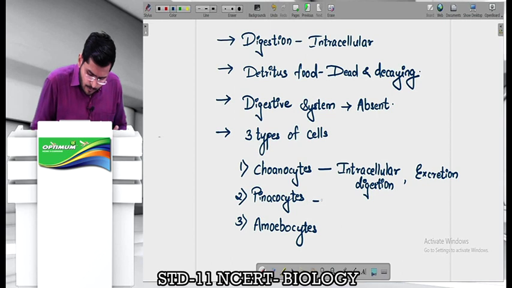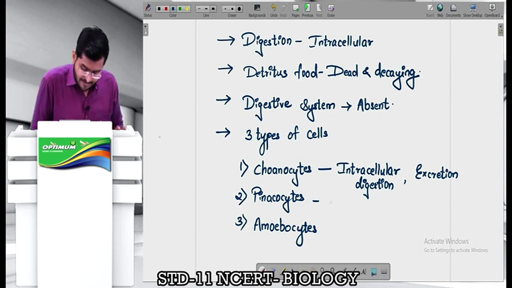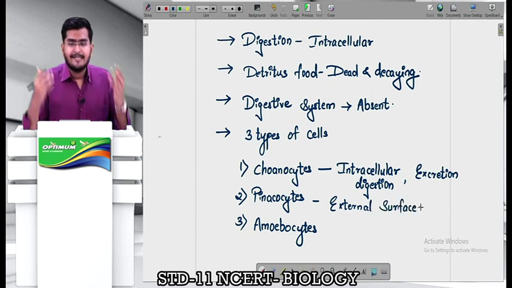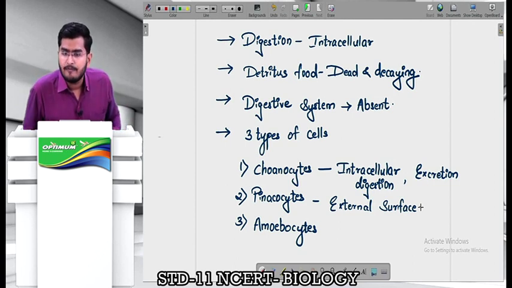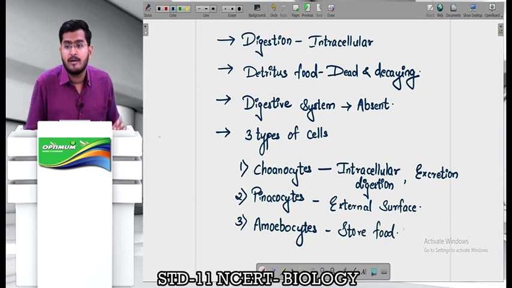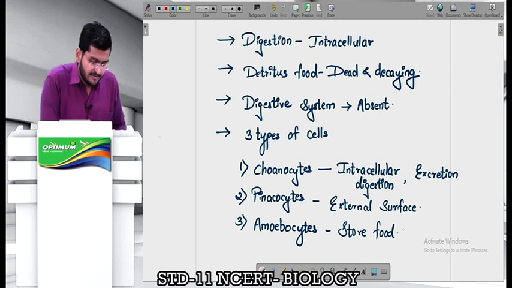As far as pinacocytes are concerned, these are cells present on the external surface of the sponges. These cells line the entire external surface of the sponges. So the structural formation is because of pinacocytes, and then we have amoebocytes which store food. They are responsible for storing all reserve food material so that whenever food is necessary, amoebocytes can provide the food that it has been storing inside it. So choanocytes, pinacocytes and amoebocytes.